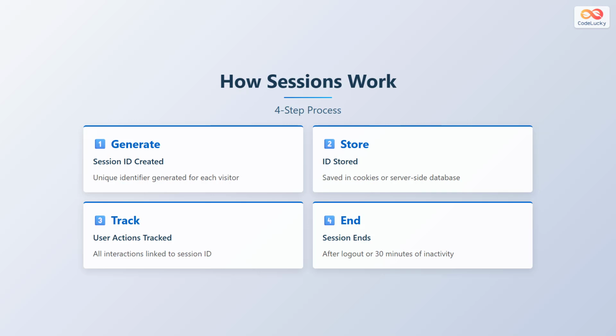Sessions follow a four-step process. First, a unique session ID is generated when a visitor arrives at your website. Second, this ID is stored either as a cookie in the user's browser or in a server database. Third, all user actions during that visit are tracked and linked to this session ID. Finally, the session ends when the user logs out or after 30 minutes with no activity. This ID allows the website to recognize and track individual visits.